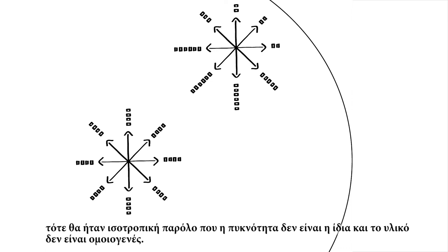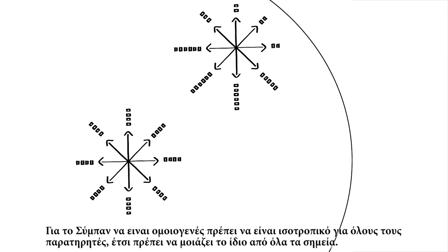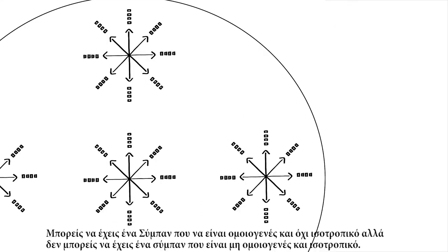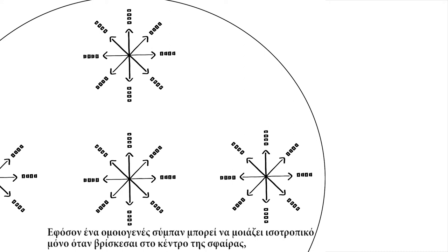although the density is not the same and the material is not homogeneous. For the universe to be homogeneous, it must be isotropic for all observers, so it must look the same from all points. You can have a universe that is homogeneous and not isotropic, but you cannot have a universe that is non-homogeneous and isotropic.